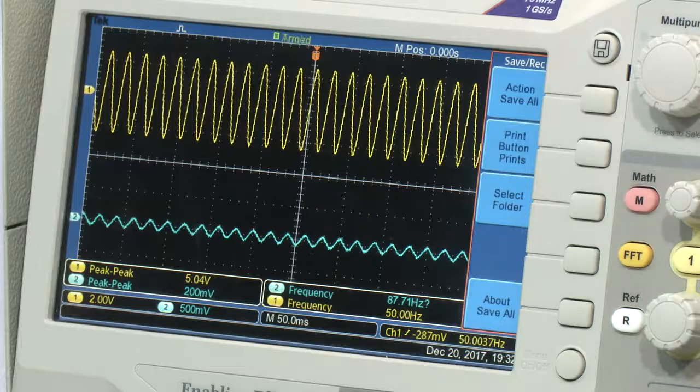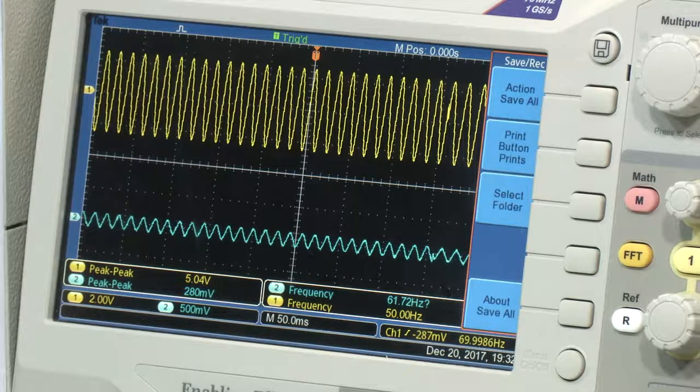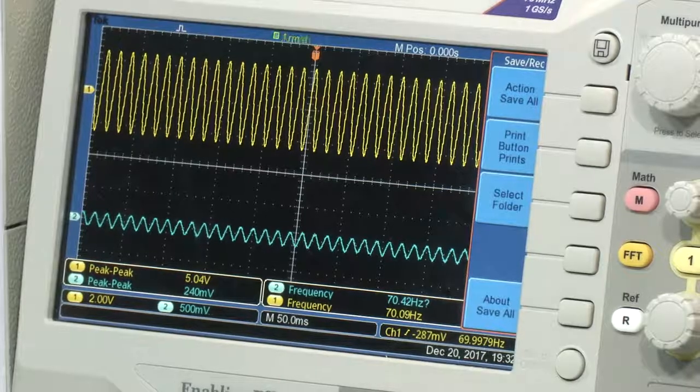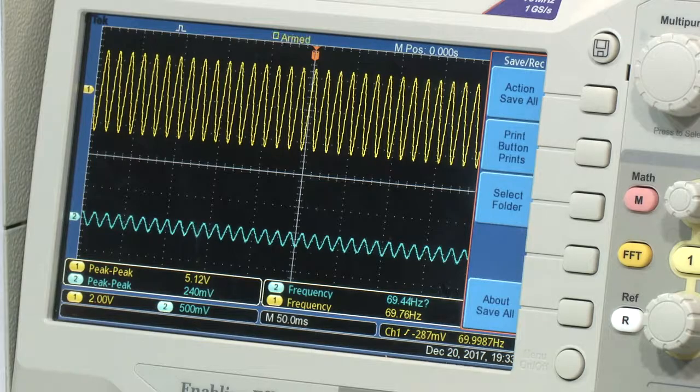Now, let us increase in steps of 20 hertz as we have written in the experiment. So, now we increase it from 50 to 70 hertz, we see that still it is suppressed because it is below FL, the cutoff frequency of the high pass filter. Now, we increase to 90.